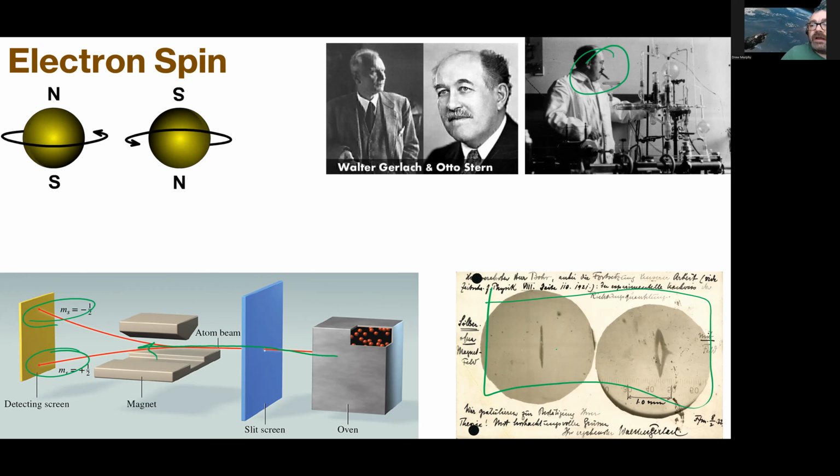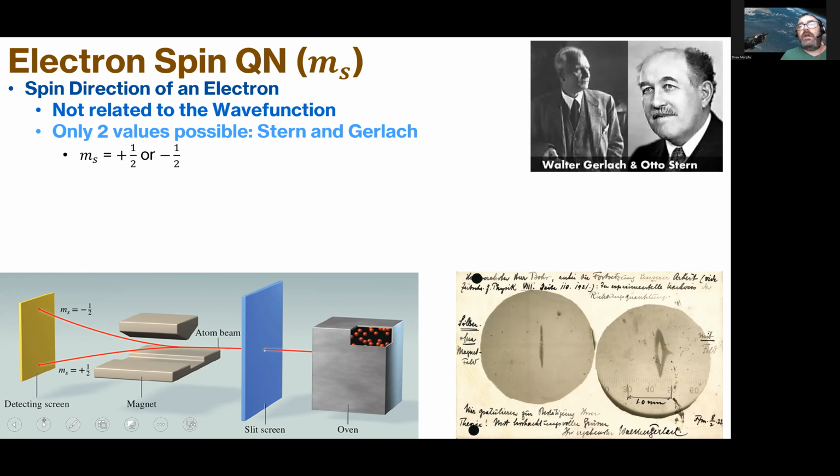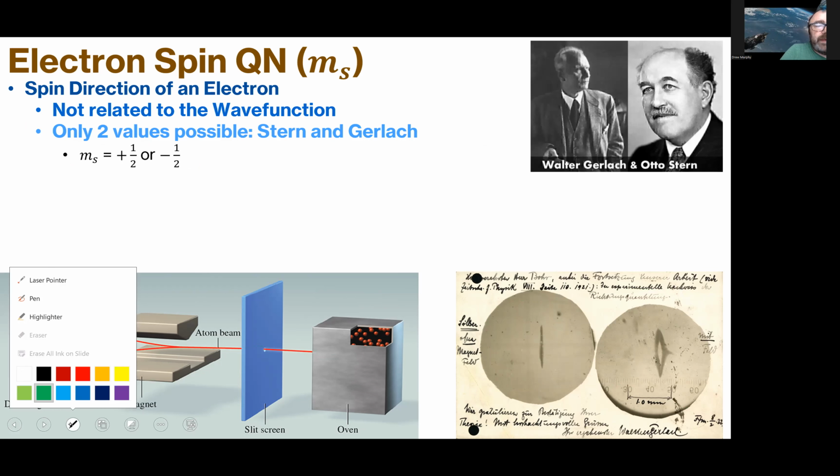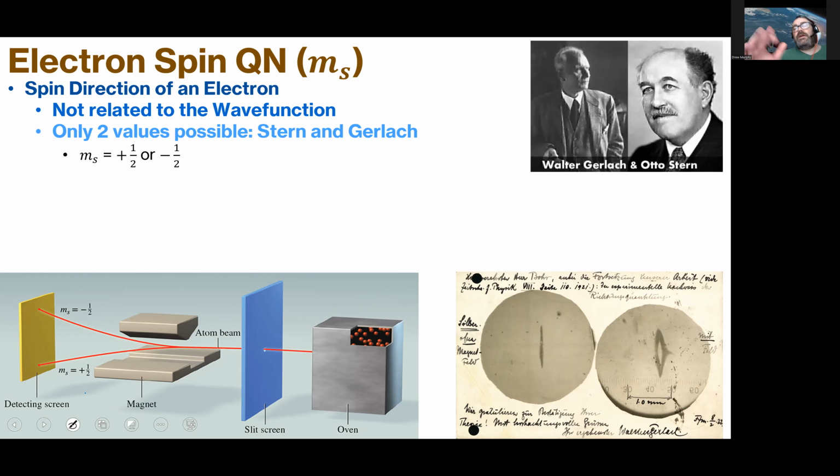Anyway, so this defined for us the new quantum number m sub s. This tells us which direction the electron is spinning, so it tells us which kind of magnetic field it is. And so they coined these as spin up or spin down. Up was represented with an arrow up and down was represented with an arrow down. They call this plus a half and minus a half.